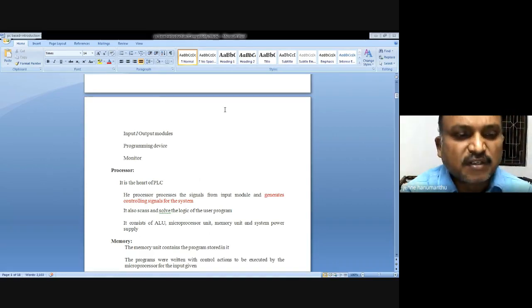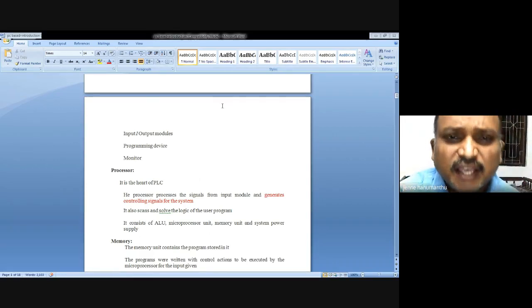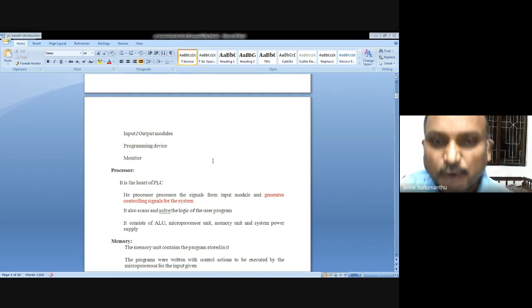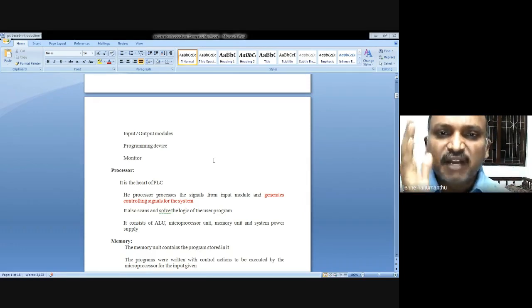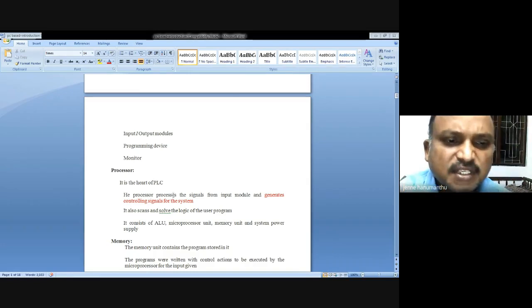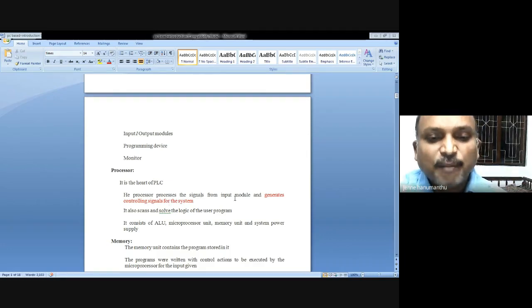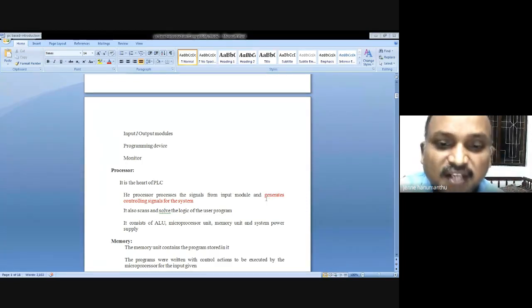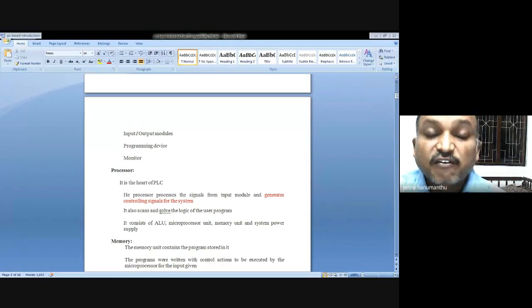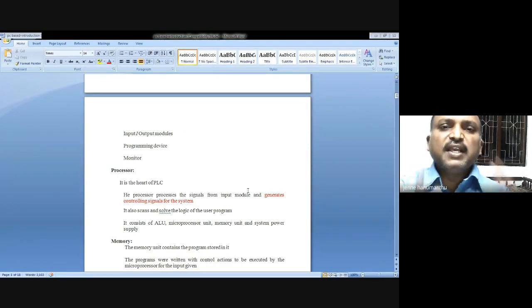So, what is the processor here? What is the main purpose of the processor of the PLC? Generally, any PLC may have a processor. As you know, any PLC should be driven by a system, so the system has some processor, right? This processor processes the signals from the input module and, this point is important, generates controlling signals for the system. So the PLC gives some controlling signals for the system.